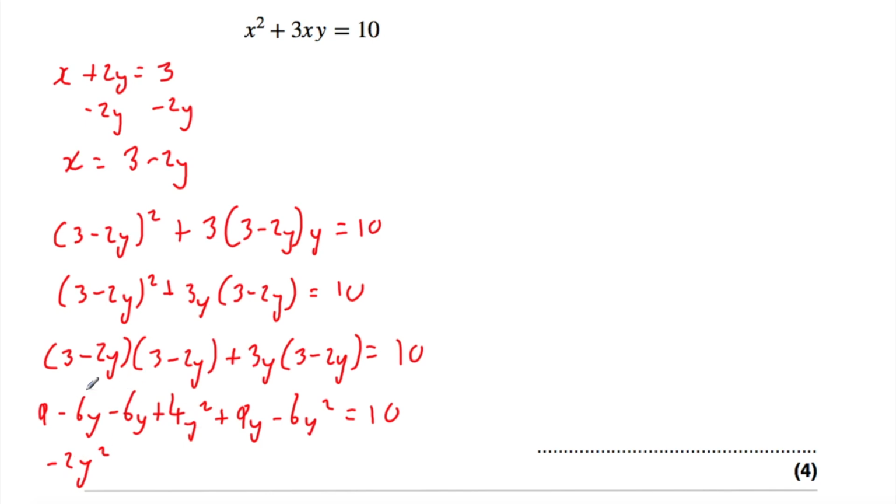Now let's deal with our y's. We've got minus 6y, minus another 6y, so that's minus 12y's. So minus 12y's plus 9y's would bring us up to minus 3y. And then in terms of our numbers, we've just got our 9 there on the left-hand side, so plus 9.